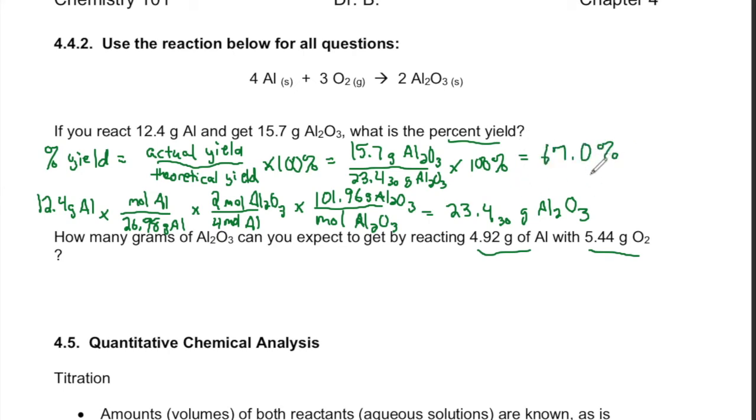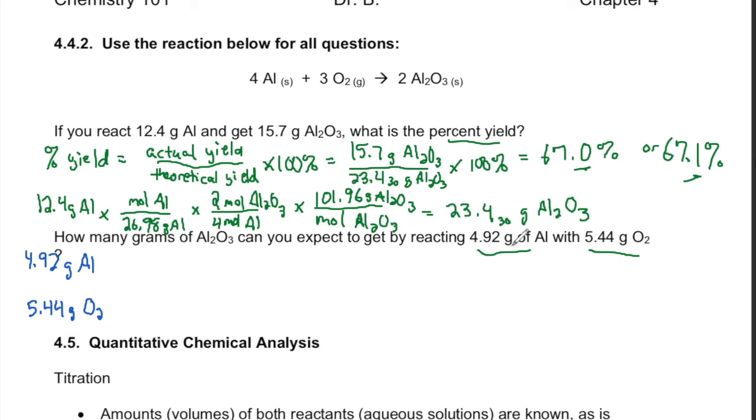And we get 67.0% yield. If you leave off this 3 and just use 23.4 in the denominator, it actually comes out to be 67.1%. So either one of these is fine. This last digit is uncertain.